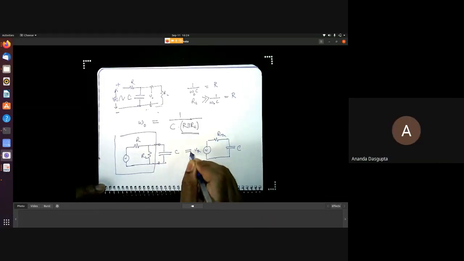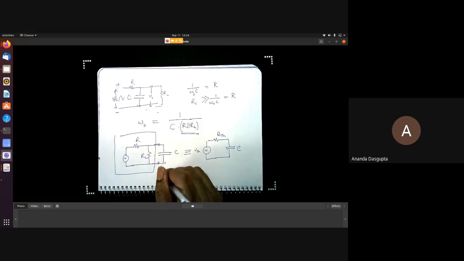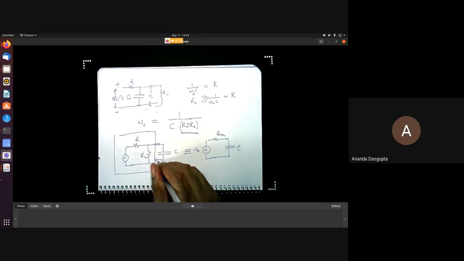So this is exactly equivalent to this. Is that okay with everybody? And how much is R Thevenin? R Thevenin, remember, is nothing but what you see when you look in from this terminal after setting the input to 0. That is setting the input to its internal impedance. So if you short this out, what you get is R in parallel with RL.